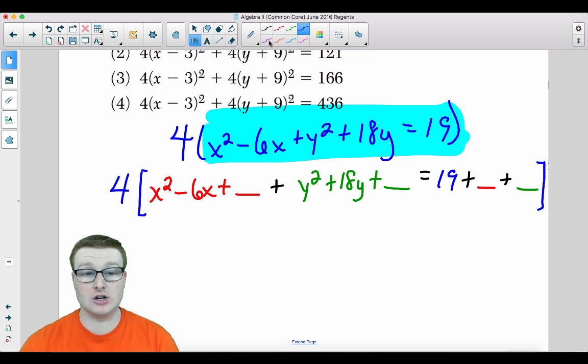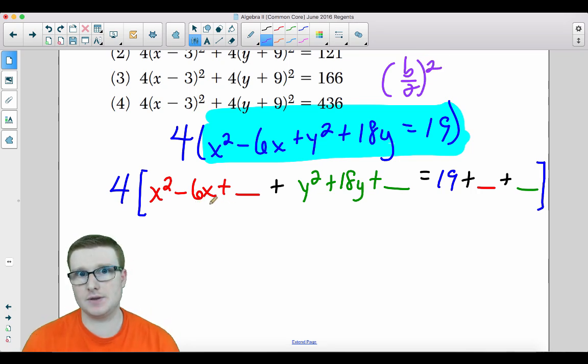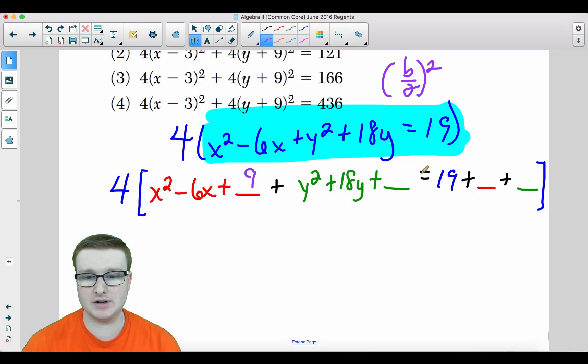Don't forget, the formula to get these boxes or lines is b divided by 2, squared. Take half the middle and you square it. So half of negative 6 is negative 3. Negative 3 squared is 9. Put a 9 over here and a 9 over here. And half of 18 is 9. 9 squared is 81, 81, 81.